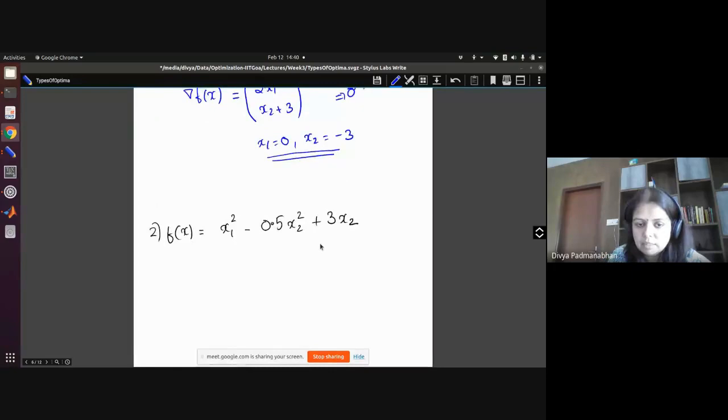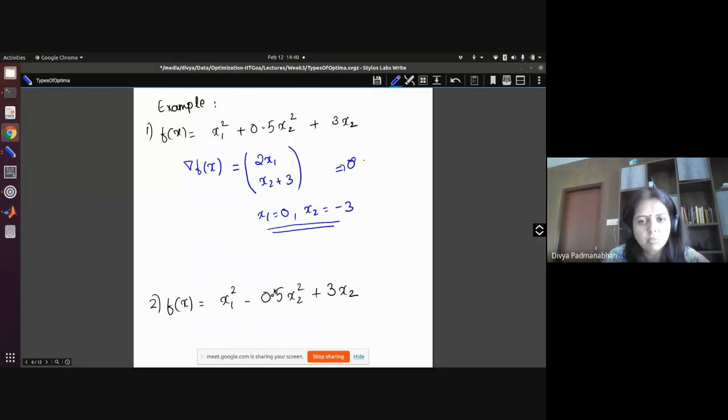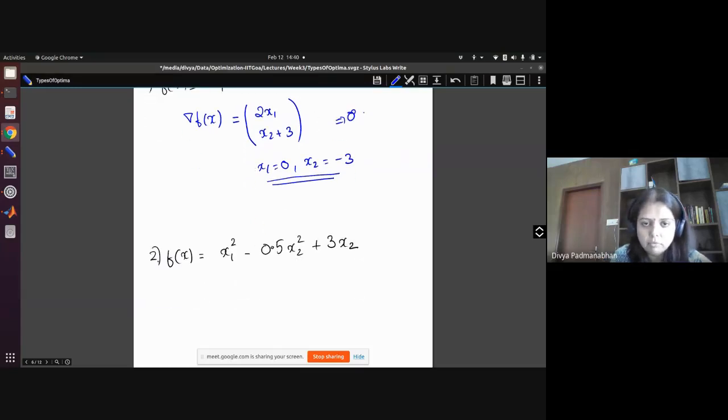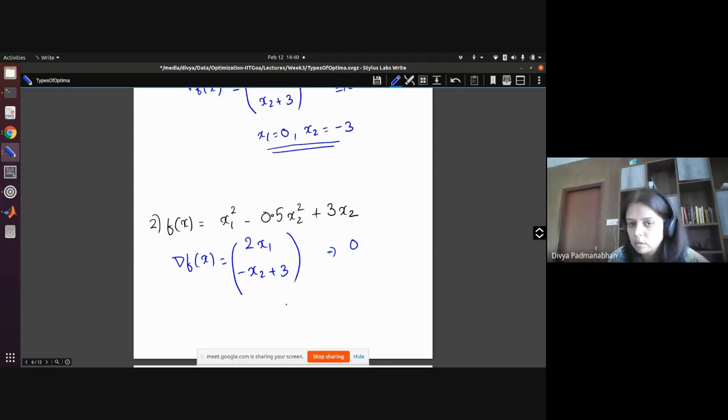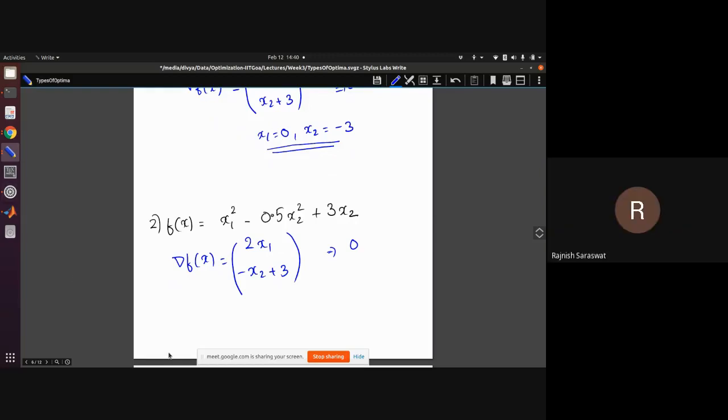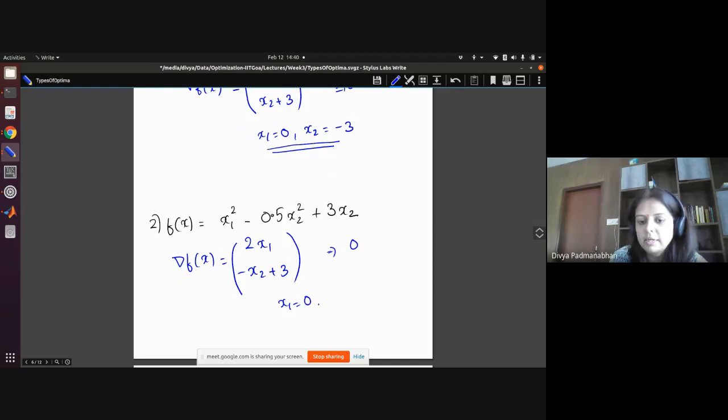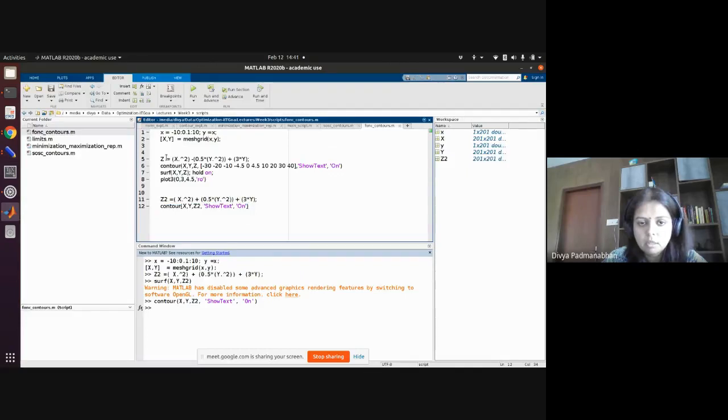Now let's take this other function with just a small difference. Instead of plus 0.5, there's a minus 0.5. So here the gradient is 2x1, the same thing, minus x2 plus 3. If you set this to 0, what would you get? Yeah, x1 is 0 and x2 is 3. So let's see what this function would look like.